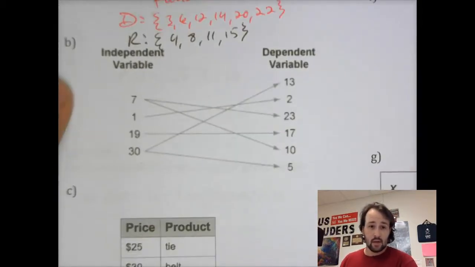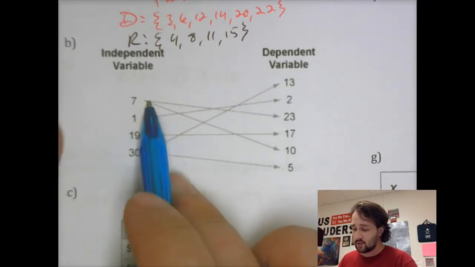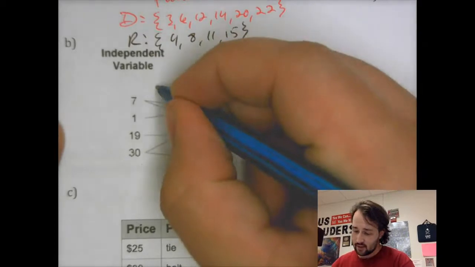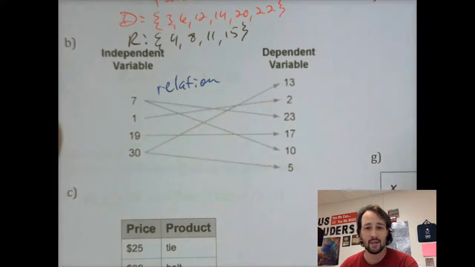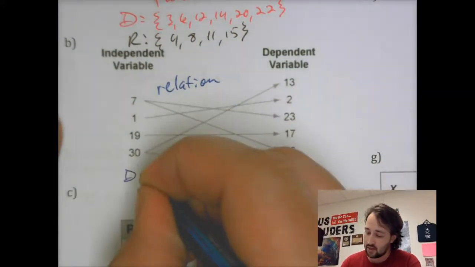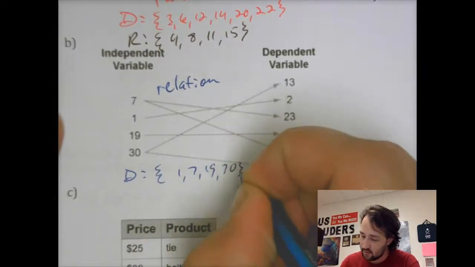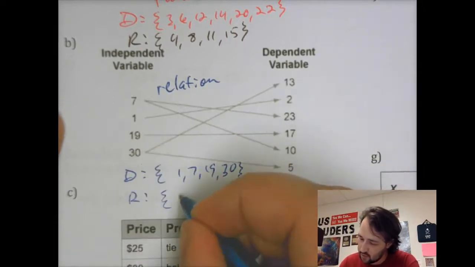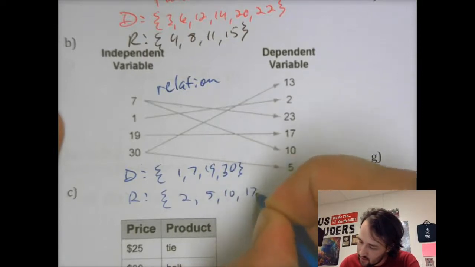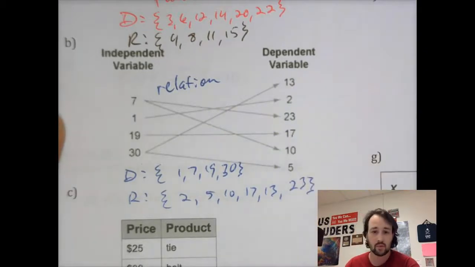All right, moving forward. Remember, we're just saying, is this a relation or is it a function? With this one, right off the bat, looking at that, 7 is going to 23 and 10. That right there tells me this is only a relation. Again, a function has only one y value for each given x value. So relation, I'm done. I can list the domain and range. So I have 1, 7, 19, 30 for the domain, and the range looks like I have 2, 5, 10, 17, 13, 23. So it's all the possible range there.